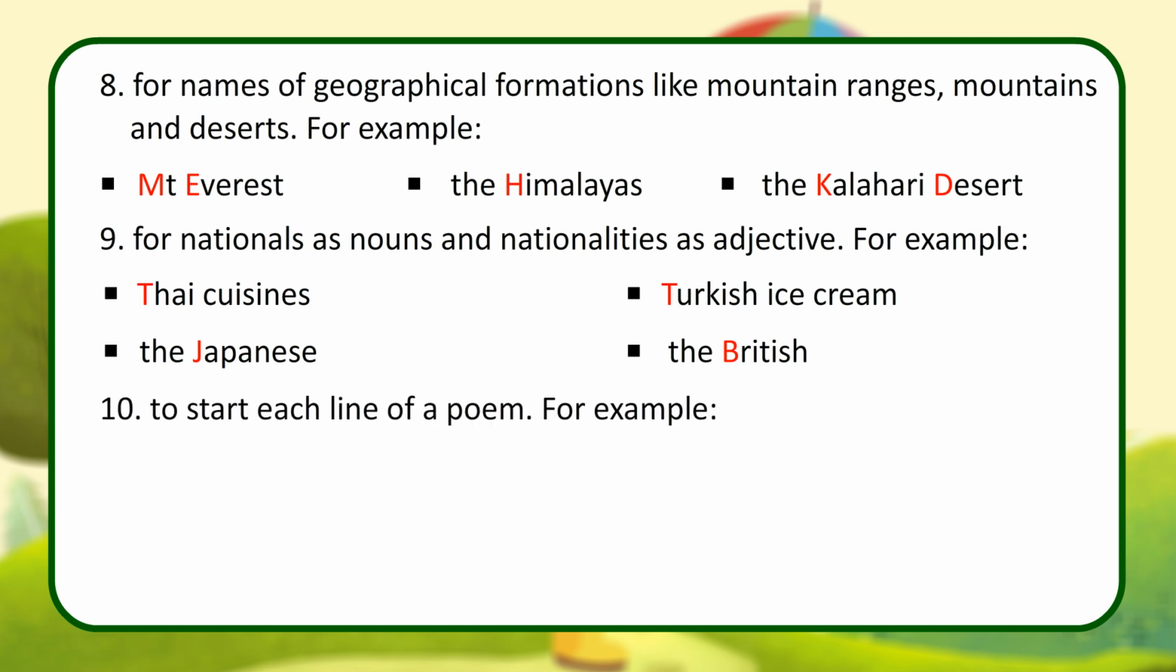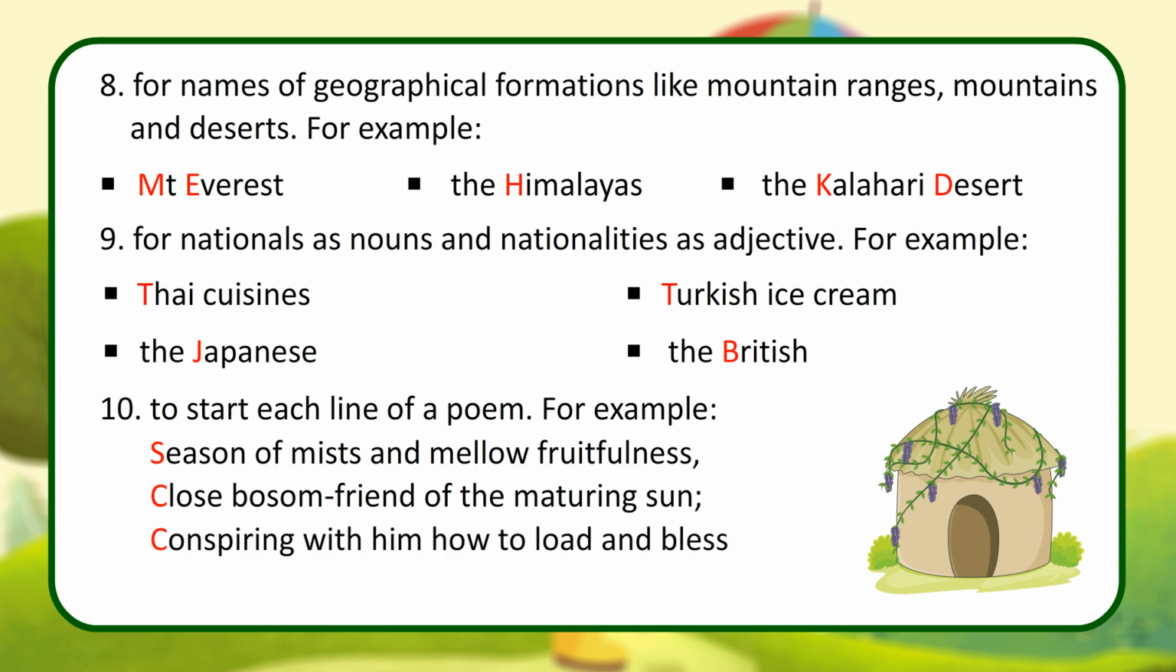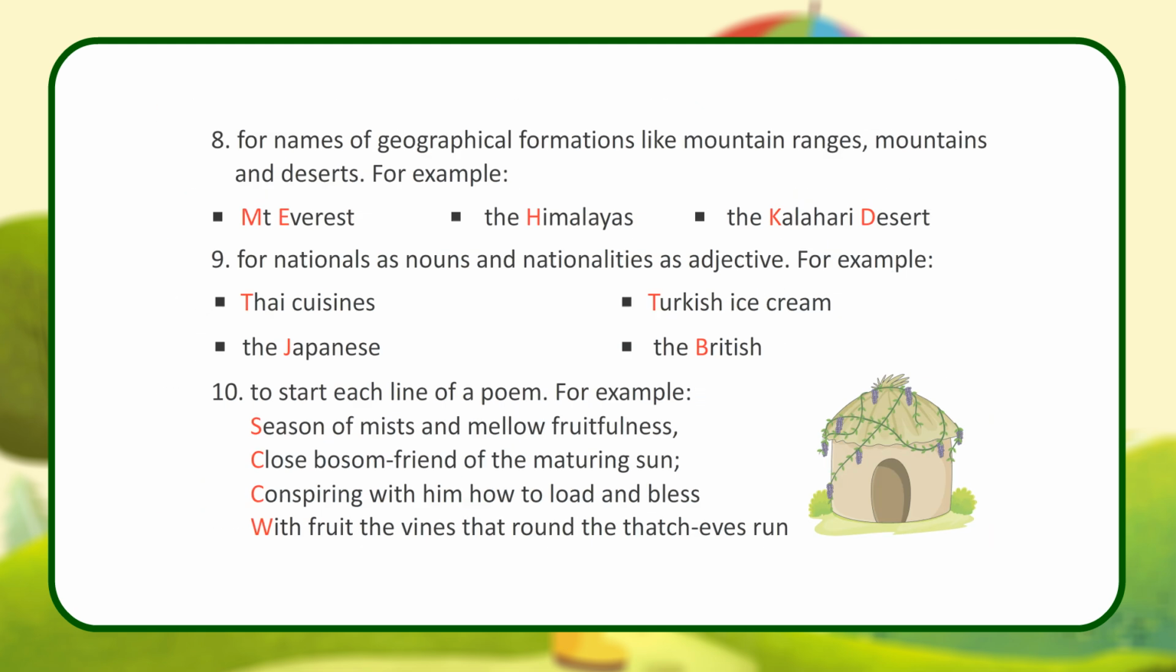10. To start each line of a poem. For example, Season of mists and mellow fruitfulness, close bosom friend of the maturing sun, conspiring with him how to load and bless with fruit the vines that round the thatch-eaves run.